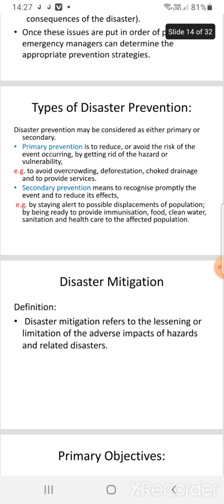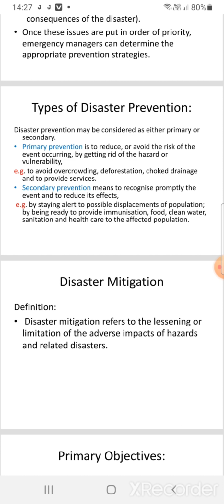Now, when we speak of disaster prevention, there are mainly two types: primary prevention and secondary prevention. In primary prevention, we reduce or avoid the risk of the event itself occurring by getting rid of the hazard or vulnerability. That is, the initial or primary cause for a disaster is cut off. For example, avoiding overcrowding, deforestation, or choked drainage, and providing services, are all examples.